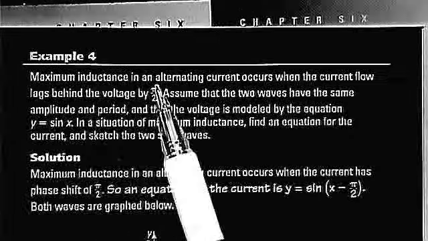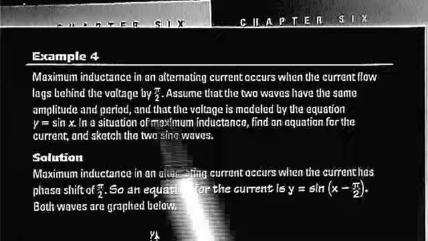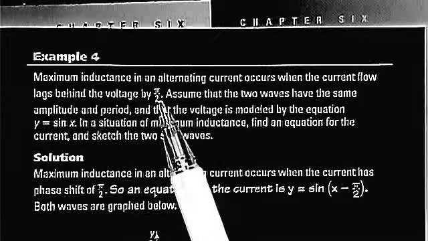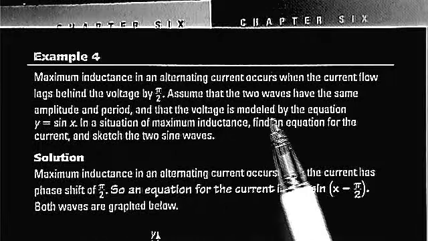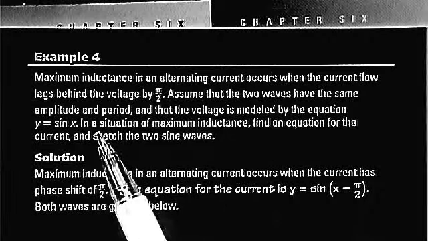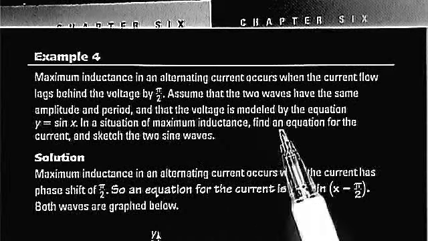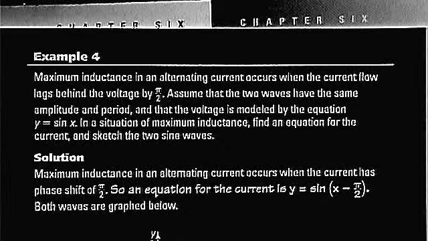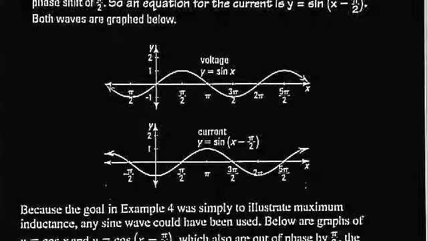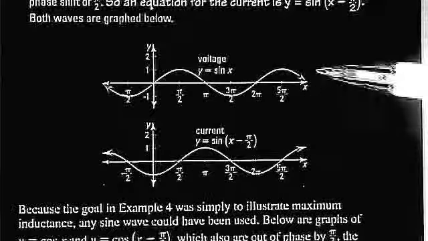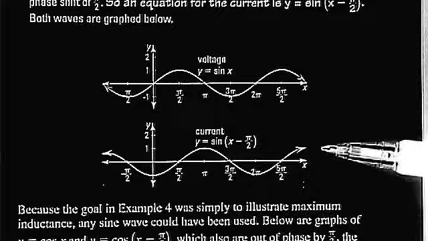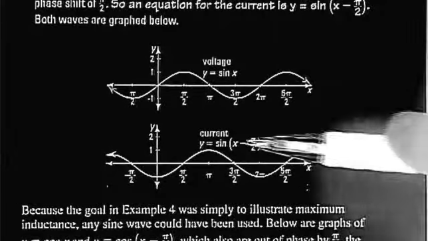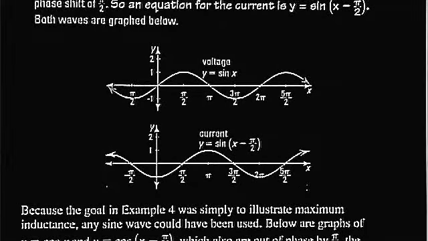The maximum inductance in an alternating current occurs when the current flow lags behind the voltage by pi over 2. Assume that the two waves have the same amplitude and period, and that the voltage is modeled by the equation y equals sine x. In a situation of maximum inductance, find an equation for the current and sketch the two sine waves. Okay? Now, here are the two sine waves. One being just a plain old sine x, that's your voltage. And then your current lags behind, so that means it's a shift of pi over 2 units to the right.